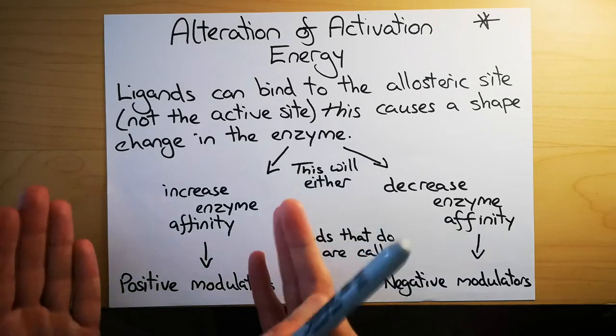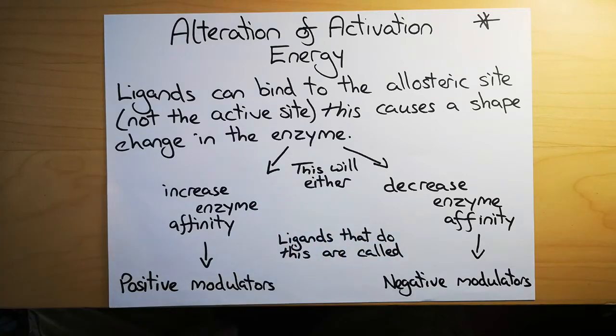So aka it will make it easier for the substrate to bind to the active site, or it will make it harder for the substrate to bind to the active site. Now, ligands that do this, if it's an increase in enzyme affinity, that is a positive modulator. That is your accelerator, so it will make the enzyme work more effectively. If you're decreasing the enzyme affinity, that is a negative modulator, and that is your brake. You're going to slow down that enzyme, and you're basically going to stop it functioning as well.